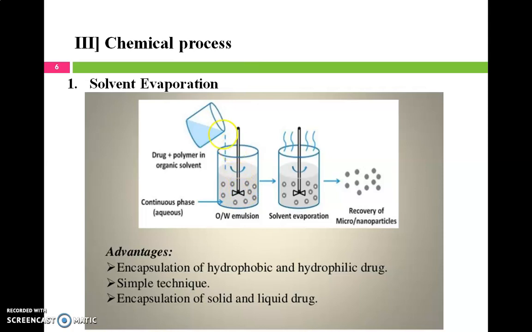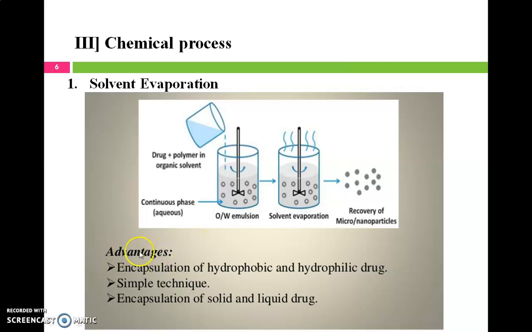Then the dispersion of drug in polymeric solution is added dropwise into the continuous phase. As stirring is continuous, it forms an emulsion of the continuous phase and the dispersion of drug and polymer. And as the temperature is high, the solvent gets evaporated and the coating material gets deposited around the core material, and we get the microparticles. It may be microcapsules or microspheres.